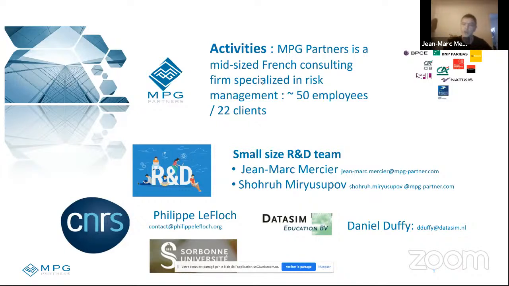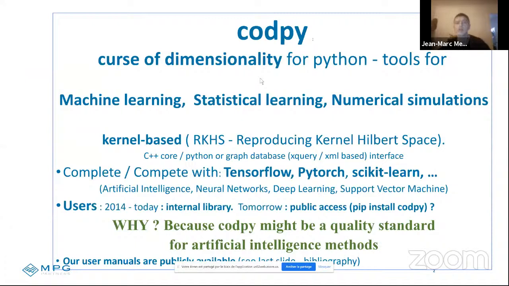So let's go right now to what I would like to talk about. I would like to talk about a Python library whose name is CodePy. Code stands for curse of dimensionality. This is a Python library, a small one that we use today for the internal needs of our company, and it provides some tools for machine learning, statistical learning, and numerical simulation. Now you've got the plan of my talk. I will talk about machine learning. I will then talk about statistical learning, even if machine learning and statistical learning are almost the same thing. And afterward I will go toward numerical simulation.